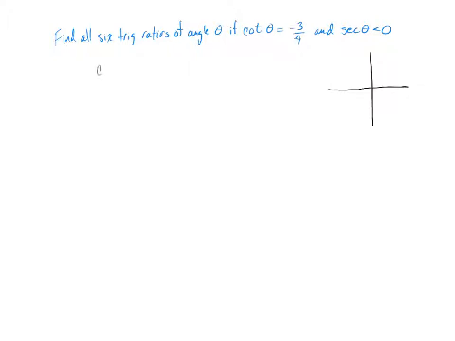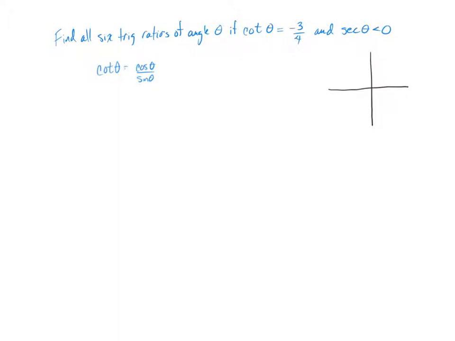So what we have to remember is that the cotangent is the cosine of an angle over the sine. You really need to know those reciprocal identities, just the ones that are most basic, like secant is reciprocal of cosine, cosecant is reciprocal of sine, tangent is sine over cosine, and cotangent is cosine over sine.